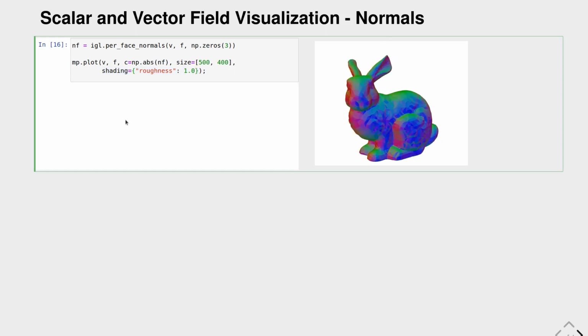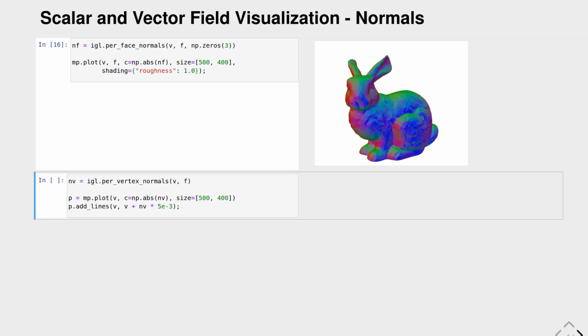So what if we want to visualize some vector fields? We can also use the normals example here, but in this case we use vertex normals, so we calculate one normal per vertex of our geometry, and libigl also has this function available here, and now we visualize the vertex normals also color coded in this visualization.